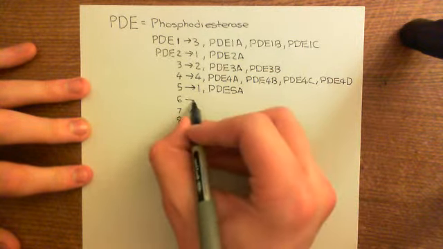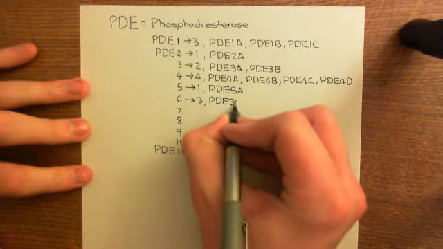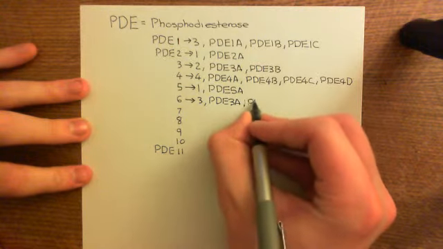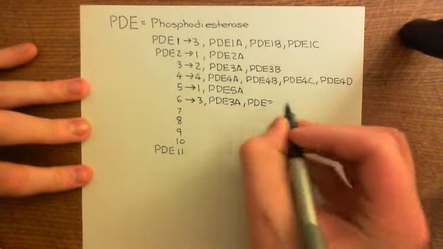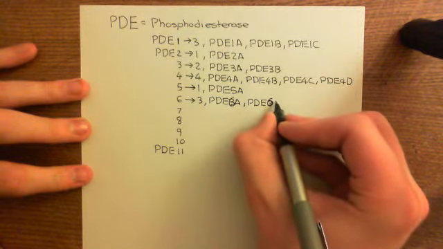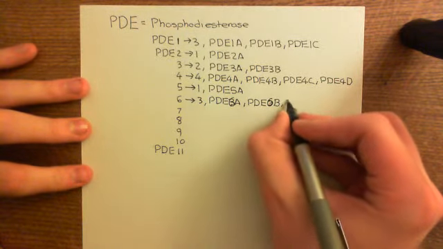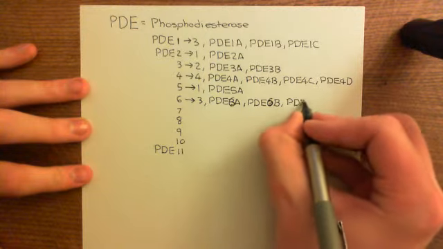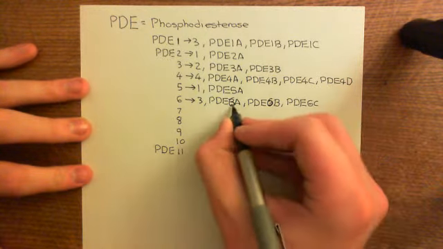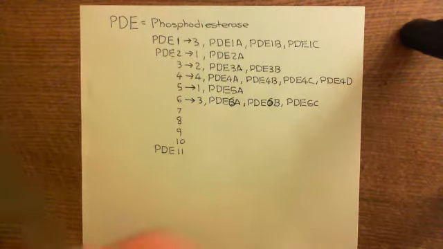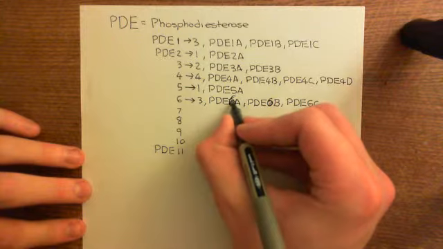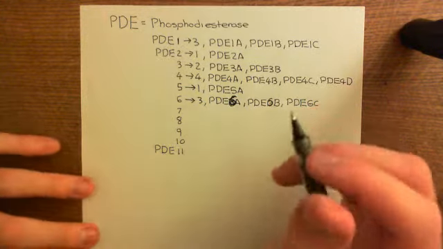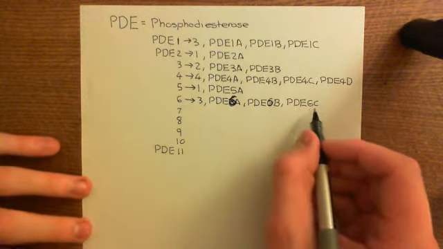There is phosphodiesterase 6A, phosphodiesterase 6B, and phosphodiesterase 6C. Sorry, I mislabeled those at first; I'll have to put something there to make that more obvious.